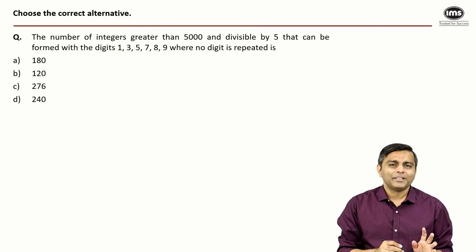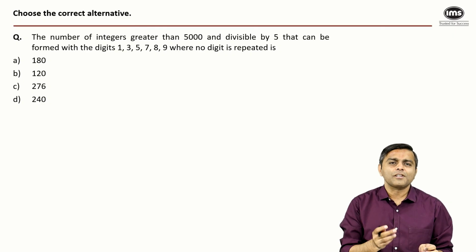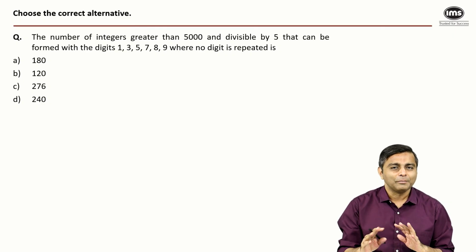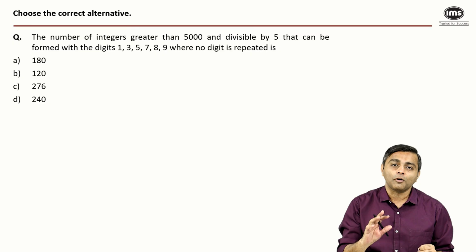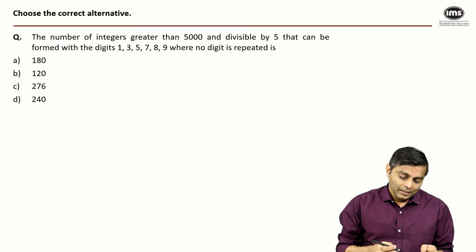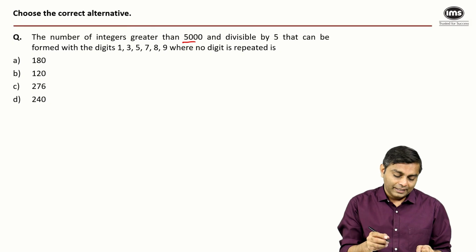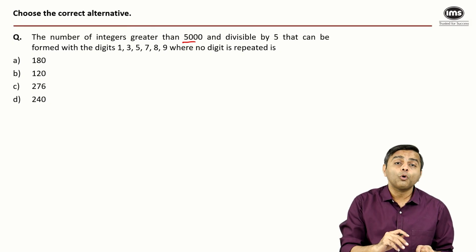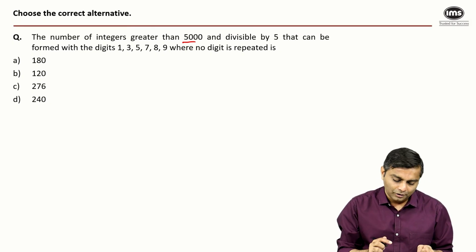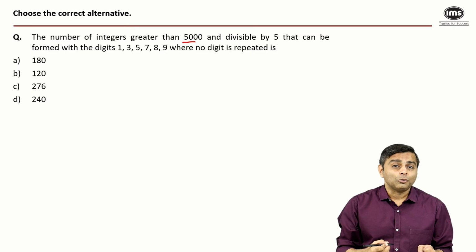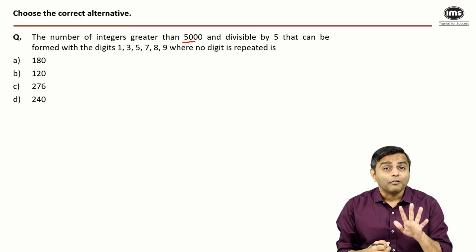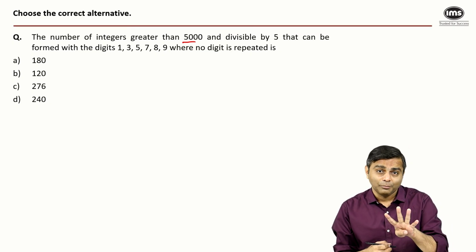Again, a permutation combination question. Simple category question between A and B, more towards A. It's pretty simple counting, no complicated cases here. Number of integers greater than 5000 divisible by 5 that can be formed with these digits where no digit is repeated. So, repetition is not allowed. They have said greater than 5000, which means we start with 5000. So, we start with 4-digit numbers.